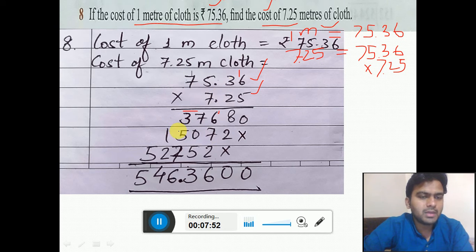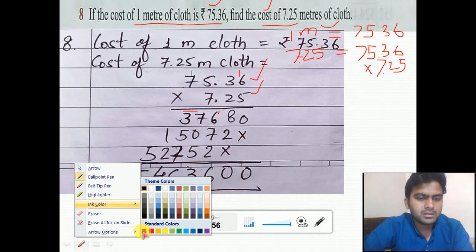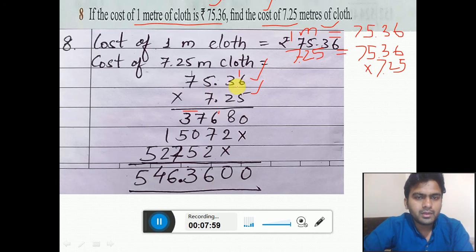Now multiply with 7. 7 6s are 42. So I've written 42, carry over 4. 7 3s are 21 plus 4, 25, carry over 2. Now 7 5s are 35 plus 2, 37. So I wrote 7, carry over 3. Now 7 7s are 49 and 3, 52. So I wrote 52.